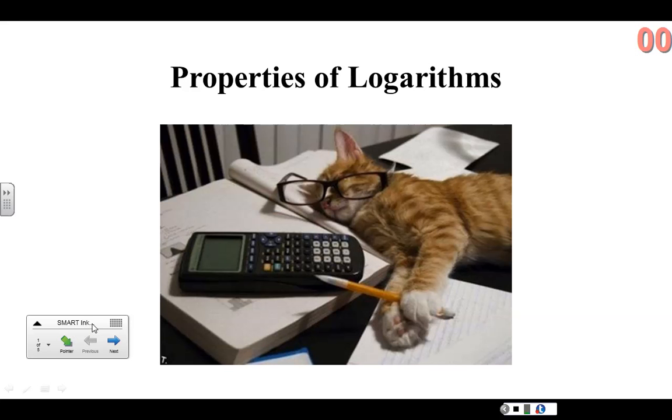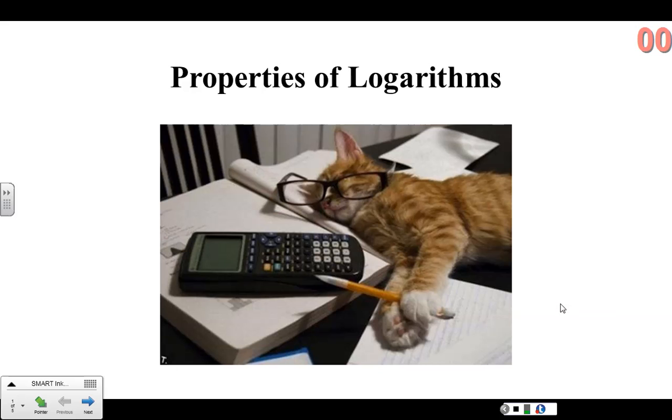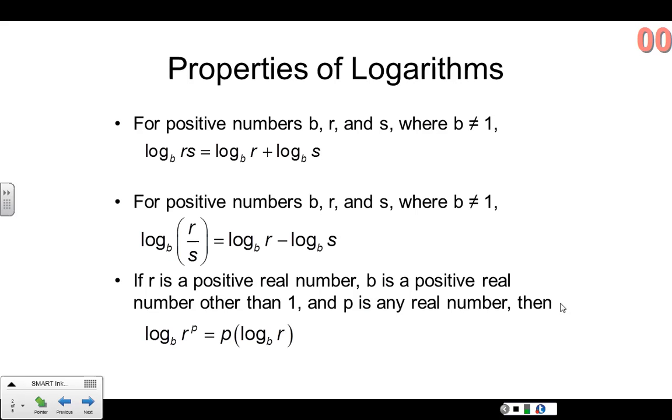In this video, we're going to talk about properties of logarithms. We already know the definition of what a logarithm is, how it works. Properties. For positive numbers b, r, and s, where b is not equal to 1, the log base b of r times s. Anything in the argument of your logarithm that has been multiplied together can be separated by doing separate logarithms and adding them together. So since you got r times s, I can do log base b of r plus log base b of s.